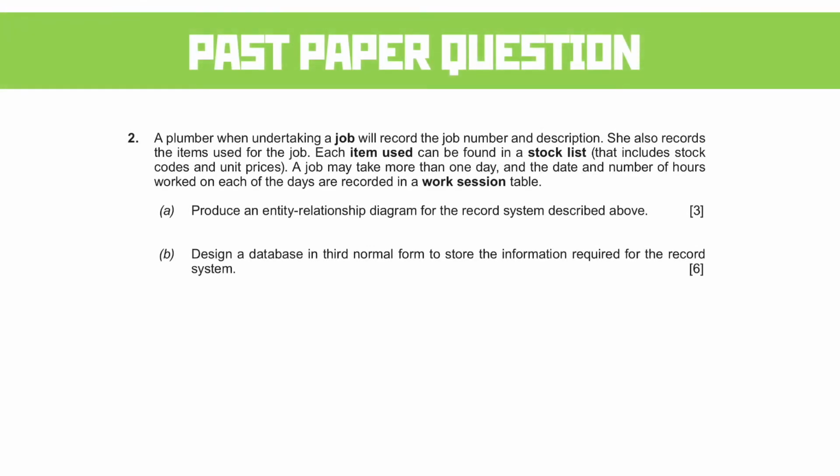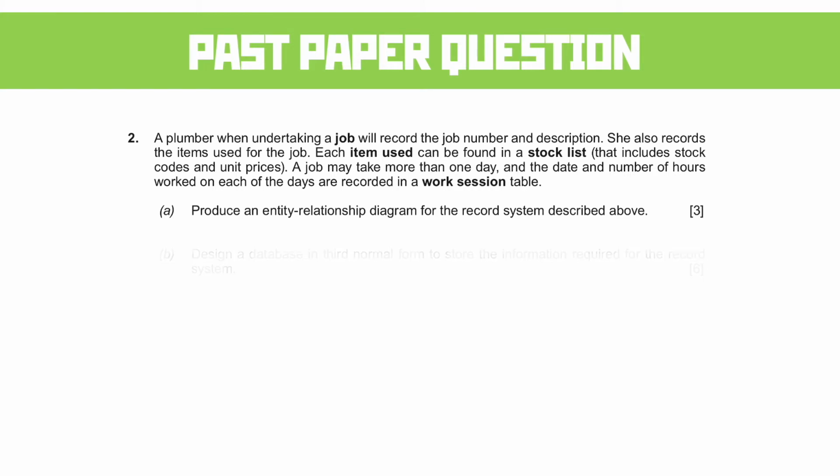A plumber, when undertaking a job, will record the job number and description. She also records the items used for the job. Each item used can be found in a stock list that includes stock codes and unit prices. A job may take more than one day, and the date and number of hours worked on each of the days are recorded in a work session table.